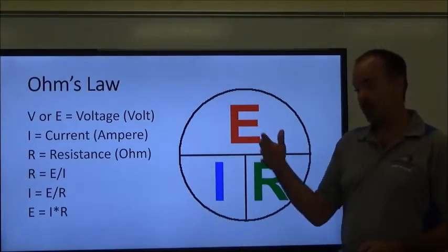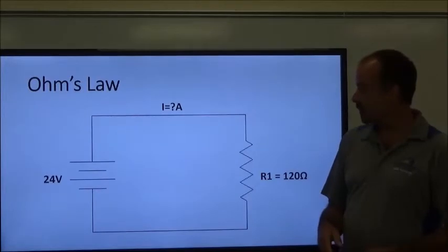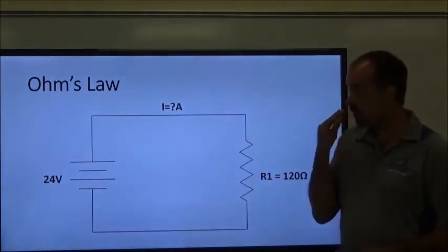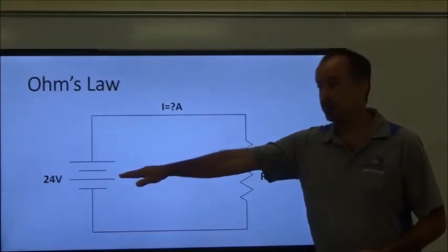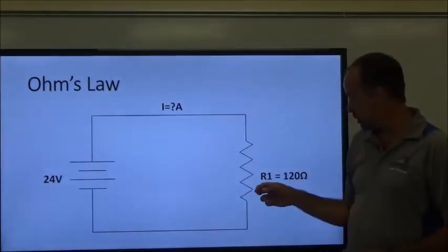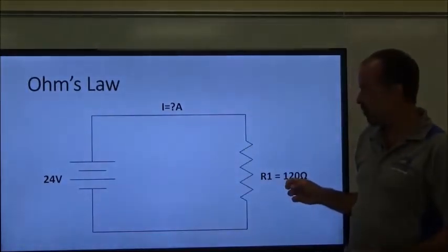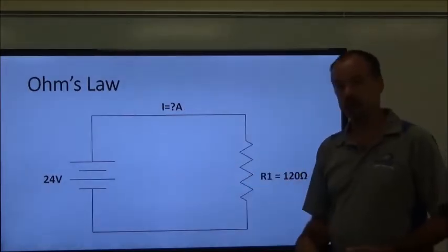So how are we going to apply this? I've got a circuit here. This circuit shows 24 volts, that's my power, or my voltage. I have a resistance of 120 ohms. So what's my current in this circuit?